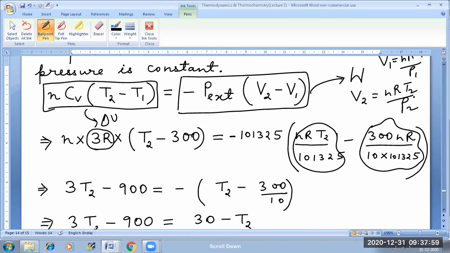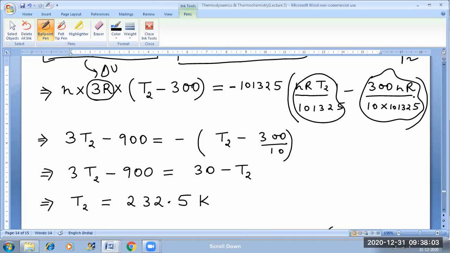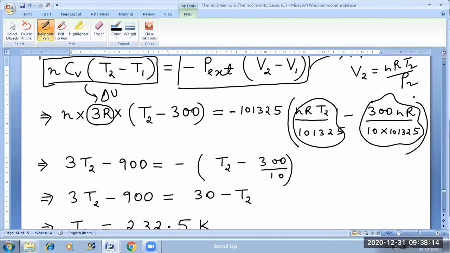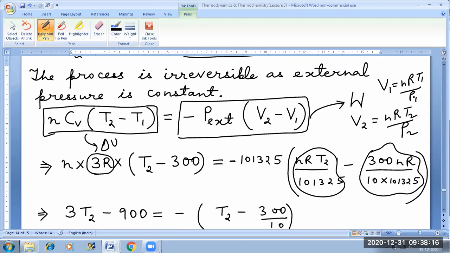T2 is unknown because final temperature is not given. So I'll find out the value of final temperature like this. If I find out the value of final temperature, now I can easily calculate the value of work done. What is work done? Either you use this formula for work done, that is minus P external (V2 minus V1), or you use this formula, that is mCv (T2 minus T1).